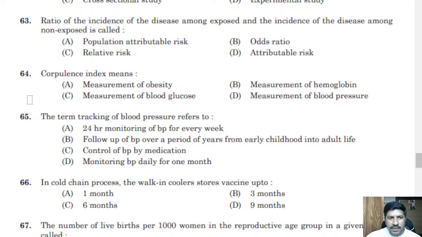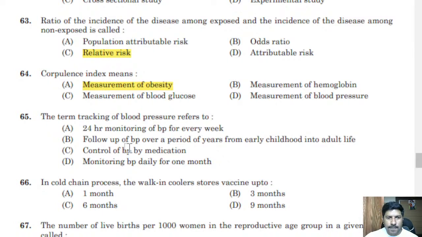Then 63rd question. The ratio of the incidence of the disease among the exposed to the incidence of the disease among the non-exposed is called? Correct answer is relative risk. Then 64th question. Corpulence index means a measurement of obesity. 65th question. The term tracking of blood pressure refers to?